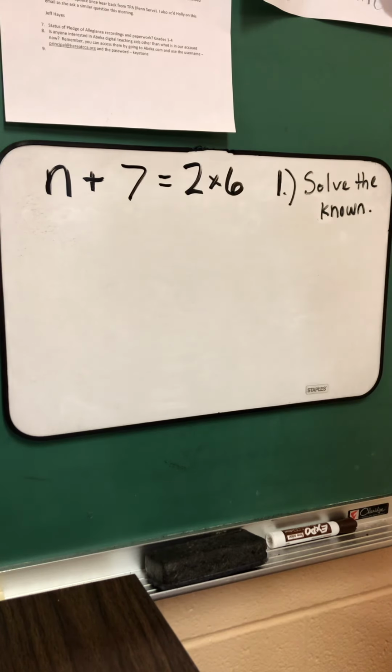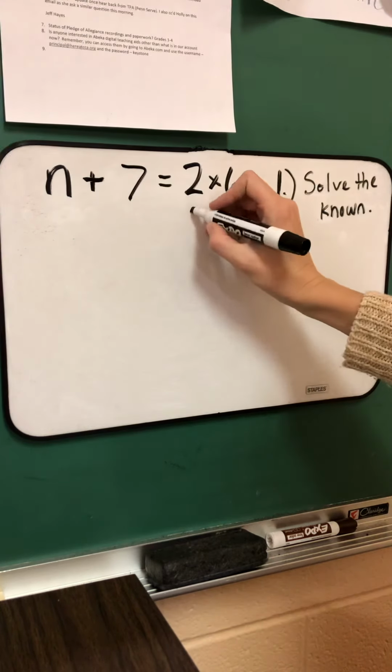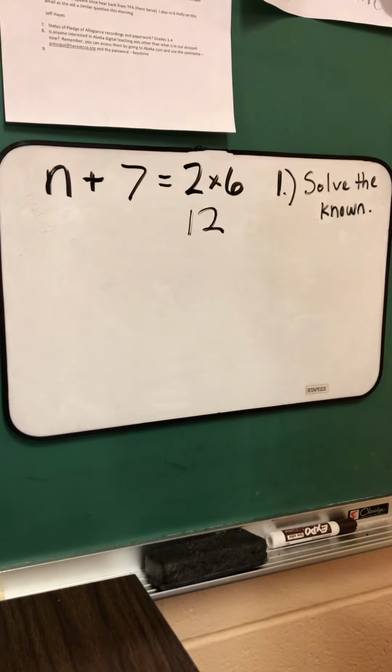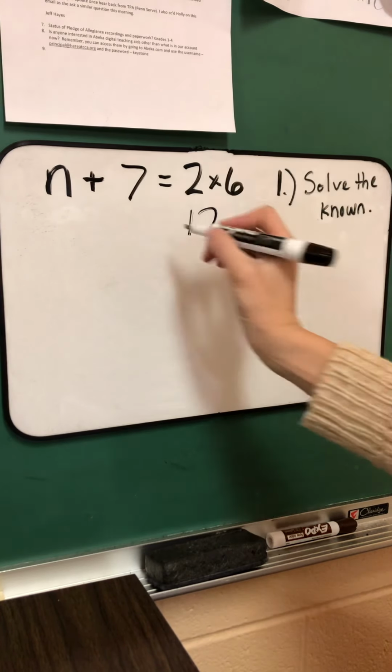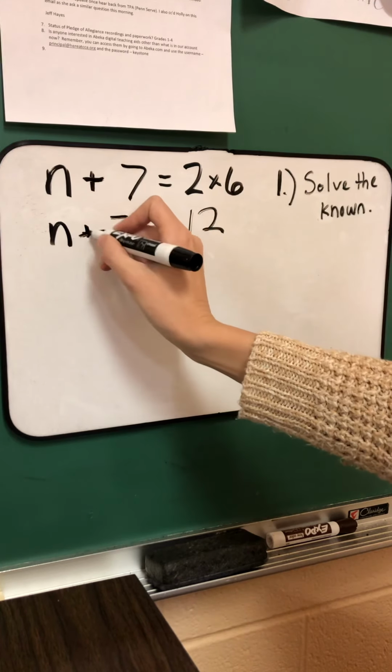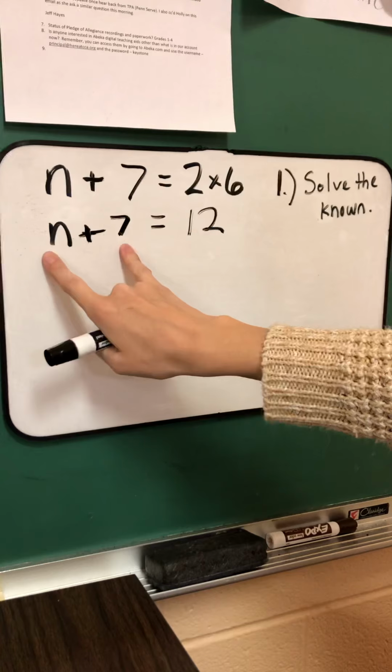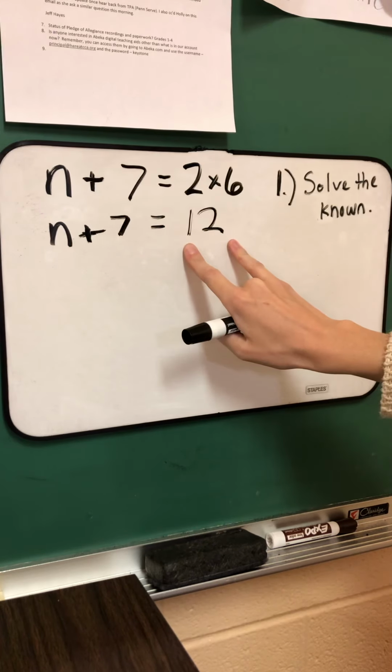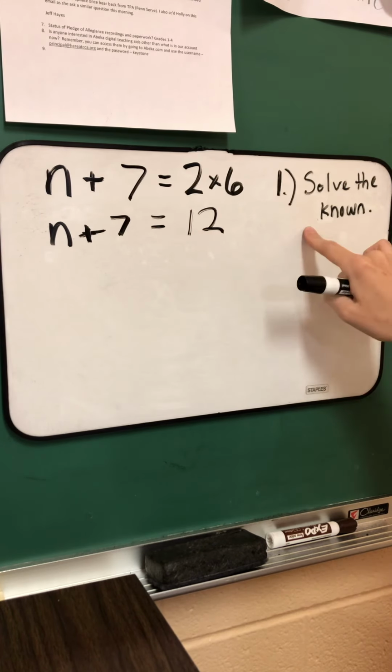2 times 6 is 12. Then I do want to bring my n plus 7 down because I'm still continuing my equation. So we've got this side of the equation and now we have 12. So we solved the known.